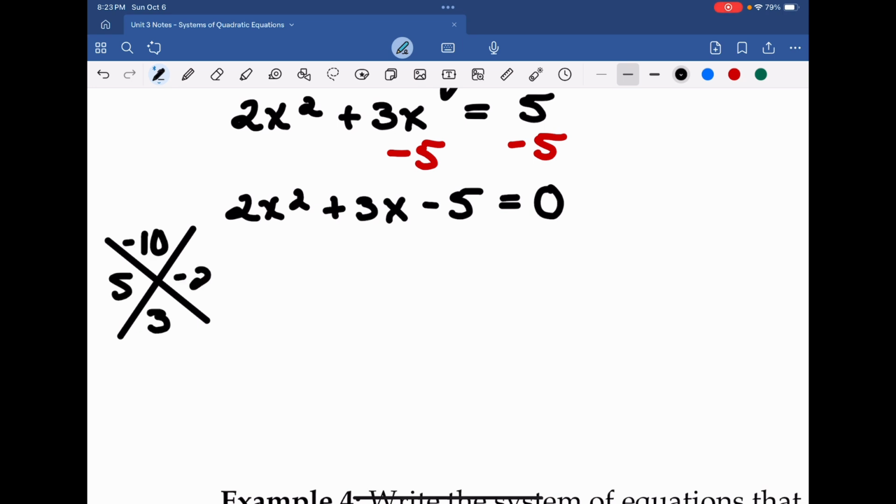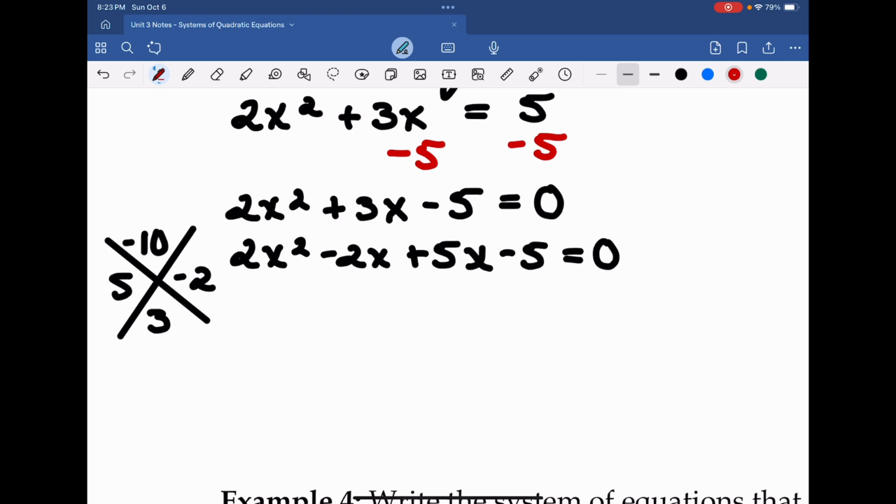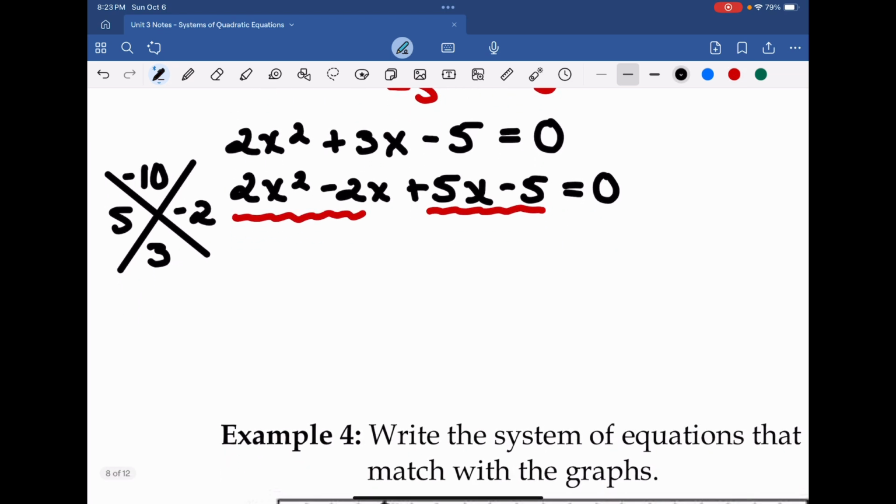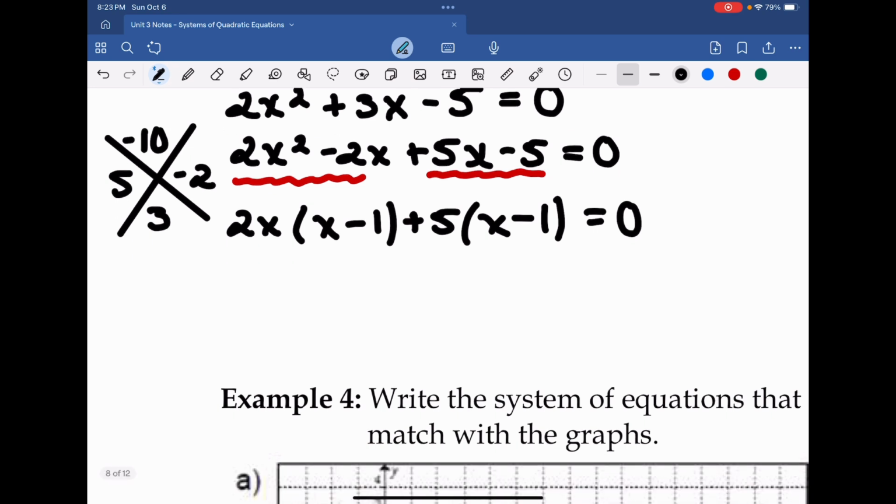So this is going to give us 5 and negative 2 for the numbers. Again, we have an a value that is greater than 1, so we must use decomposition. 2x squared minus 2x plus 5x minus 5 is equal to 0. We see 4 terms in the polynomial. I'm going to underline the first 2, underline the second 2. In my first grouping, it's 2x that's common, leaving me with x minus 1. I see 5 is common, leaving me with x minus 1 in the bracket here.